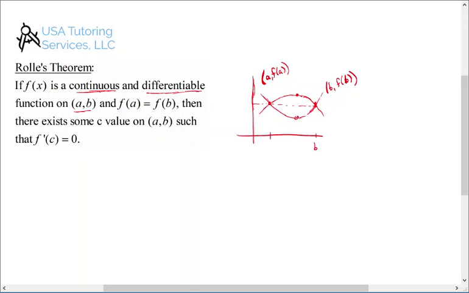And I still have some c value so that the derivative equals 0. In other words, the slope at this point c equals 0. F prime at c equals 0. So that is Rolle's theorem in a 2-minute clip.